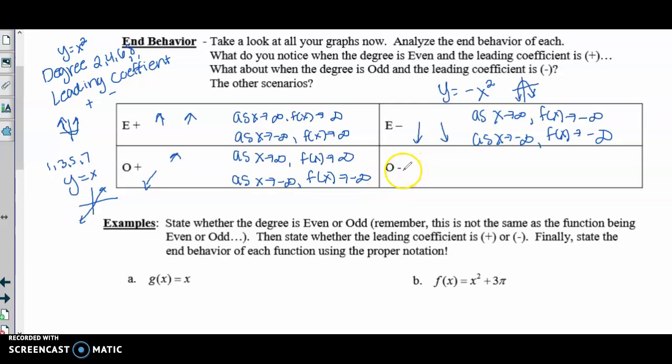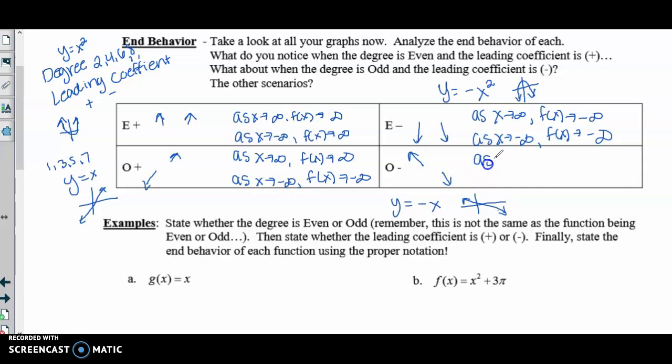Okay, so odd negative, I like to think of this one as a line because the degree is 1. So let's just do negative x. Well, what's that line look like? That would be a line with the slope going down. So what is your end behavior doing? On the left-hand side, it's going up. Who cares about the middle? On the right-hand side, it's going down.